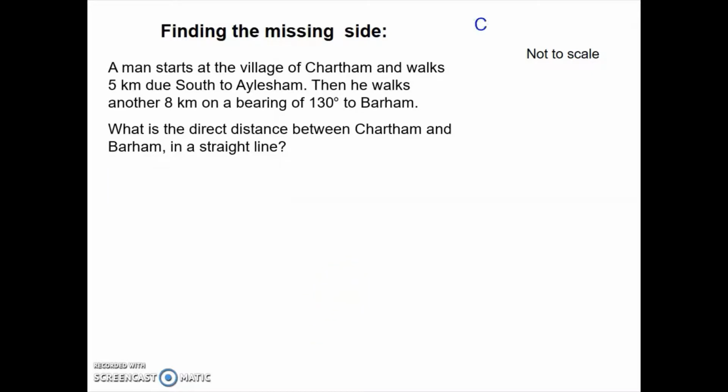We're going to draw the sketch. A man starts at the village of Chartham and he walks 5 kilometers due south to Aylsham. So I've started at C and I've gone 5 kilometers due south to A. He then walks another 8 kilometers on a bearing of 130 degrees. So this is now my north line in a bearing question. I'm going to measure the angle of 130 degrees. And then the distance walked from A to B, to Bartham, will be 8 kilometers.